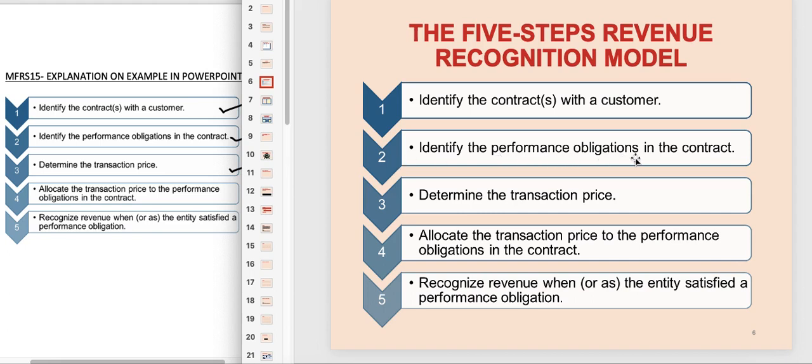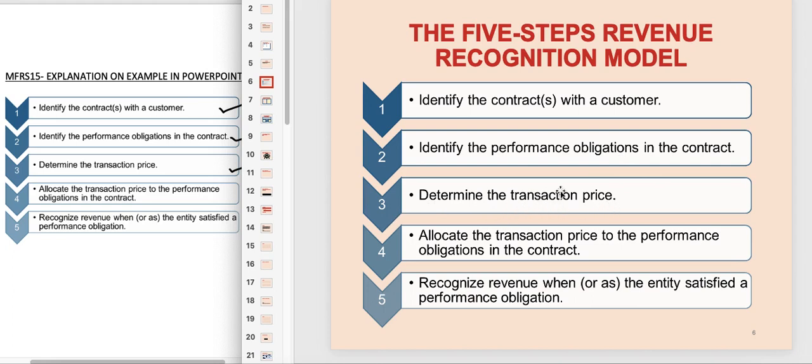Performance obligation here refers to whether the business is selling goods to the customer or whether the business is providing services to the customer. So the entity needs to specifically identify what is the obligation that they need to provide to the customer. The third step is to identify the transaction price.